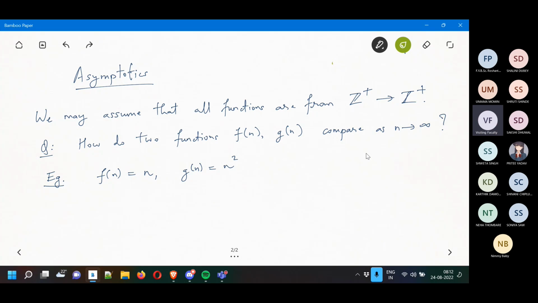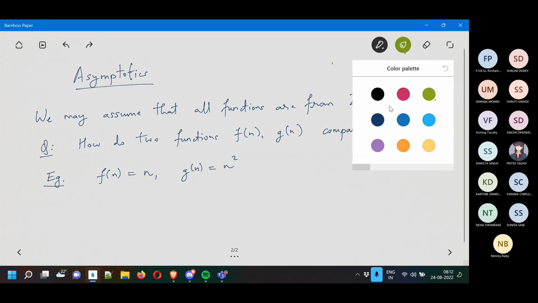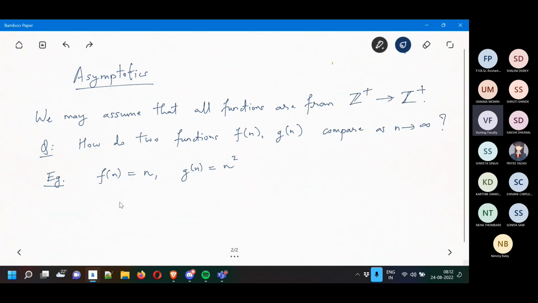We can see that in many ways. So for example, one of the ways is by noting that n is always less than or equal to n square when n is greater than or equal to 1. So this implies f of n is always less than or equal to g of n for all n, which means g of n will have to grow faster, right? It's always above f. The graph of g is always above f, right?